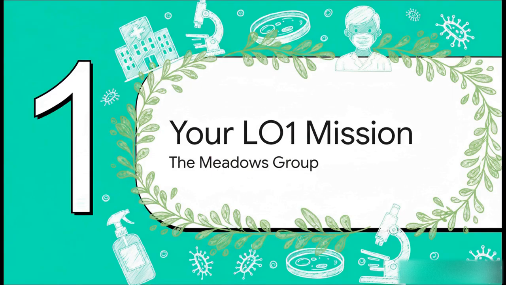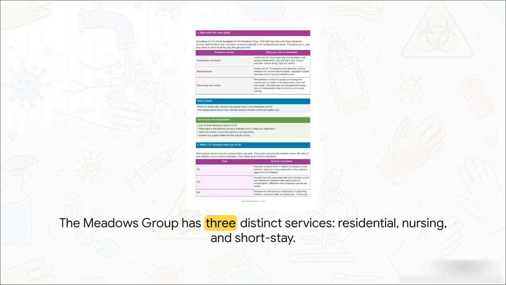Okay, first things first. Your entire focus for LO1 is the Meadows group. Every single point you make has to be grounded in this specific case study. And look, this is non-negotiable. It's probably the single most important rule for this entire assignment. So you really need to get to know these three services inside and out. You've got the residential home, the nursing home for folks with more complex needs like dementia, and the short stay center for rehab.